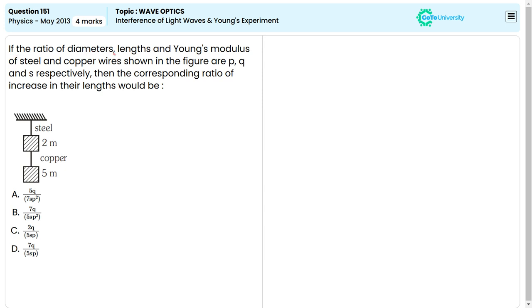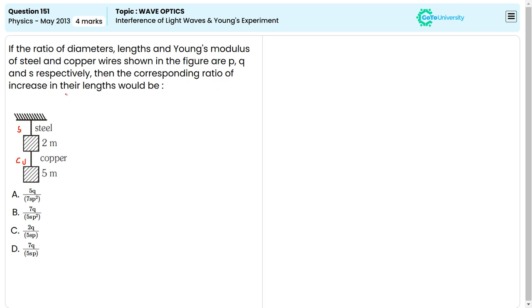If the ratio of diameter, length and Young's modulus of steel and copper wires, these are the two steel and copper wires. This is the steel and this is the copper. This is the steel wire and this is the copper wire, as shown in the figure, are P, Q and S respectively. Diameter is P, length is Q and the Young's modulus is S respectively.